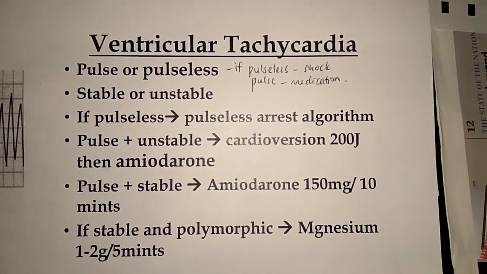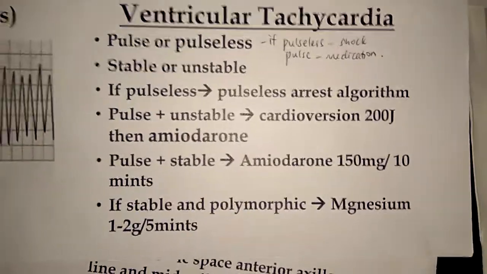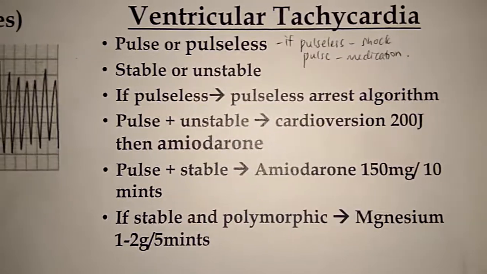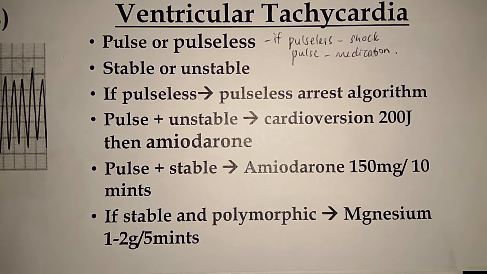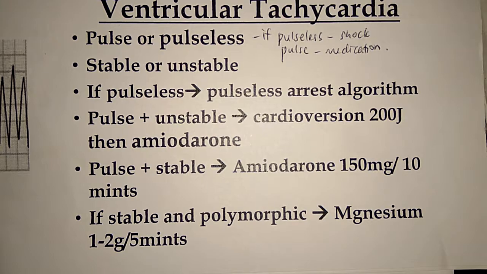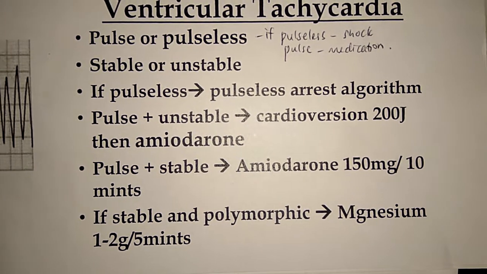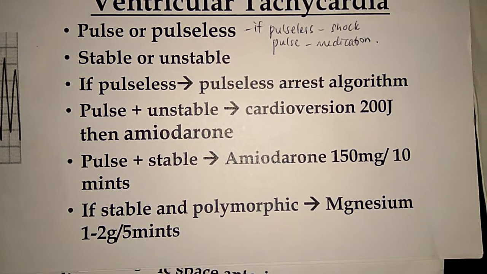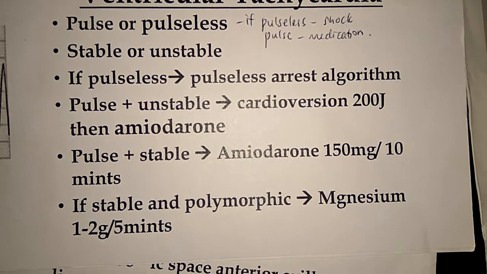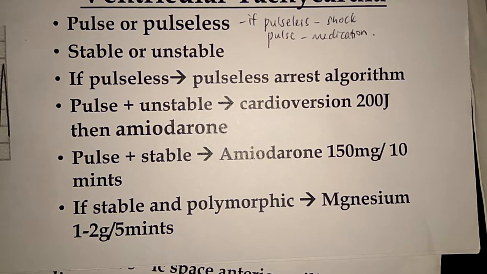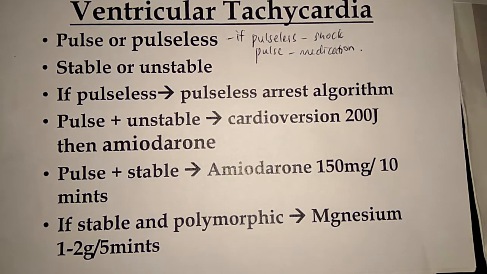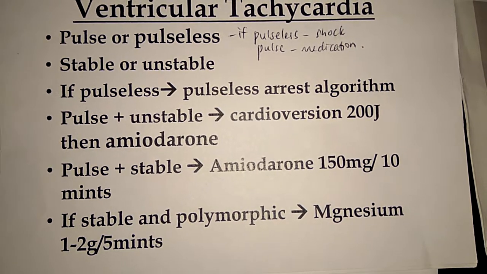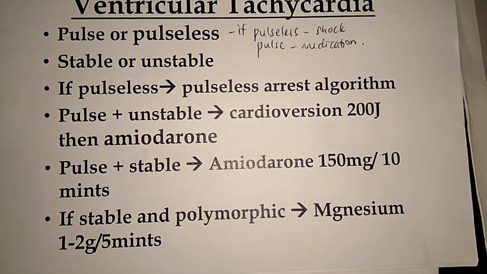Ventricular tachycardia, we see whether it is pulse or pulseless. If it is unstable with pulse, we do cardioversion, initial dose 200 joules, then amiodarone. If unstable and pulseless, we do the pulseless arrest algorithm. If the patient is stable, give amiodarone 150 mg over 10 minutes. If polymorphic, we give magnesium 1 to 2 grams over 5 minutes.